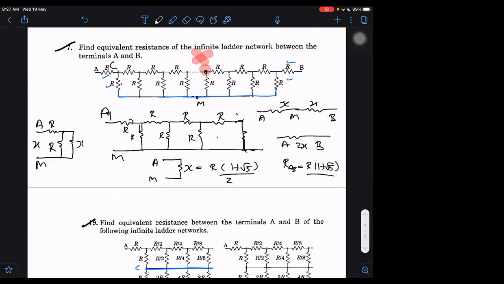Similarly with B also the same, we are doing the same thing only. I'm finding from A to M and separately from M to B, and then adding both in series.